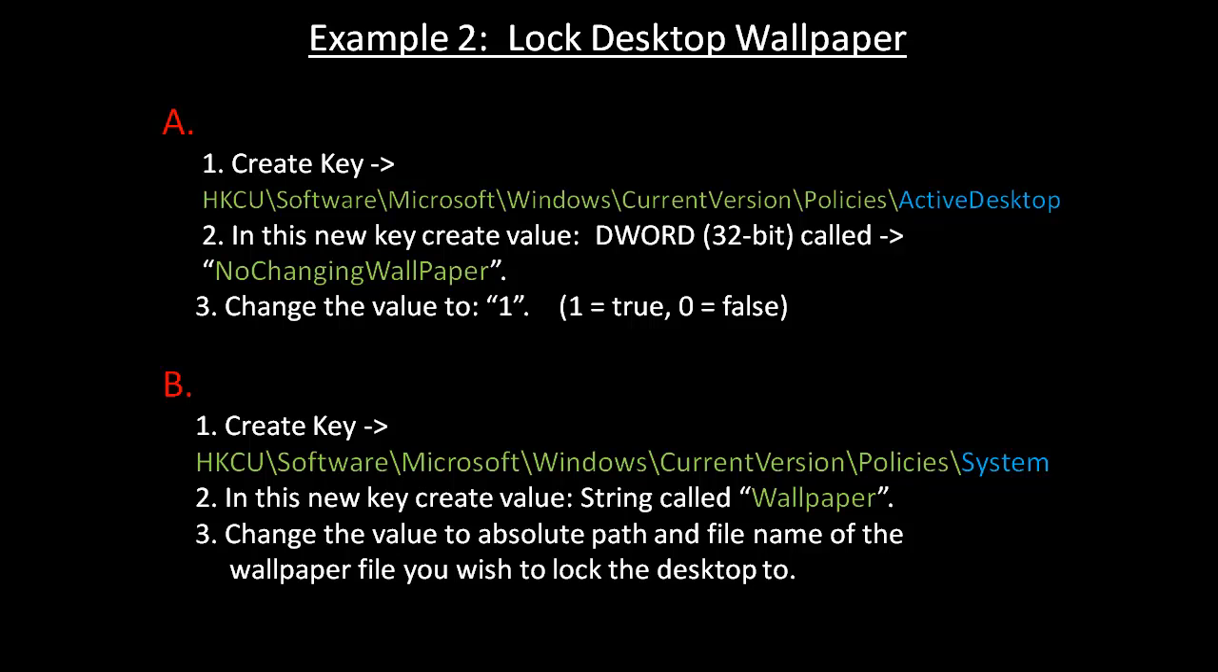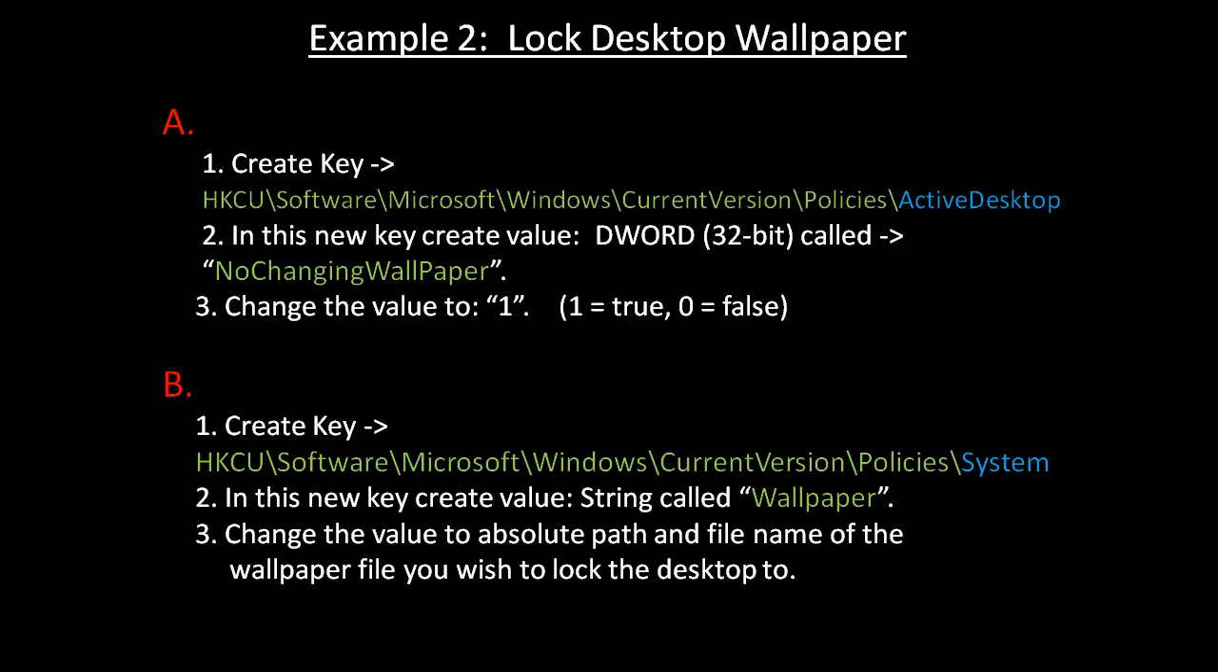Once we create this new key, we're going to create a new value inside of it, a 32-bit DWORD called NoChangingWallpaper. Now these are Boolean values, so 1 is true or on and 0 is false or off. Next, we're going to create another new key. In HKEY_CURRENT_USER\Software\Microsoft\Windows\CurrentVersion\Policies, the name of this new key will be System. Once we do this, in this new key, we'll create a string value called Wallpaper.